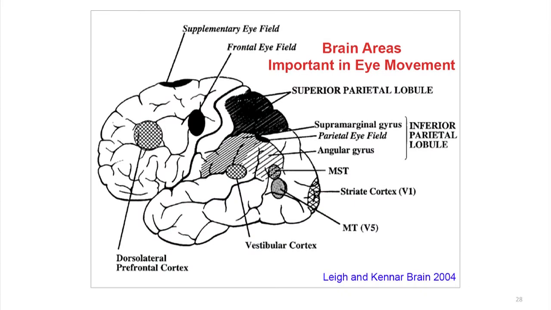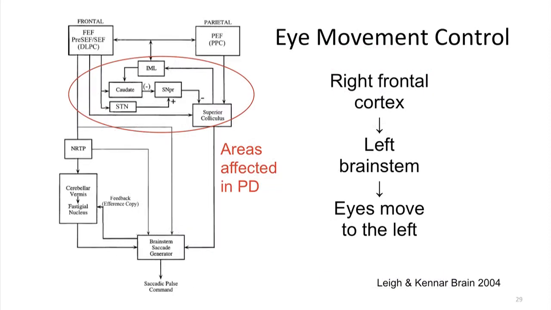Another way of looking at all these areas that are highlighted in the brain is to look at the network. It's like a command, if you think about it in engineering terms: someone says, move your eyes, usually in the frontal lobe. And this area that's circled in red, those are the brain areas that are affected in PD. So you can see that it's practically in the center of all eye movement control. Eventually it goes down to the brainstem, which connects to the muscle and the nerve. So there's a lot going on.